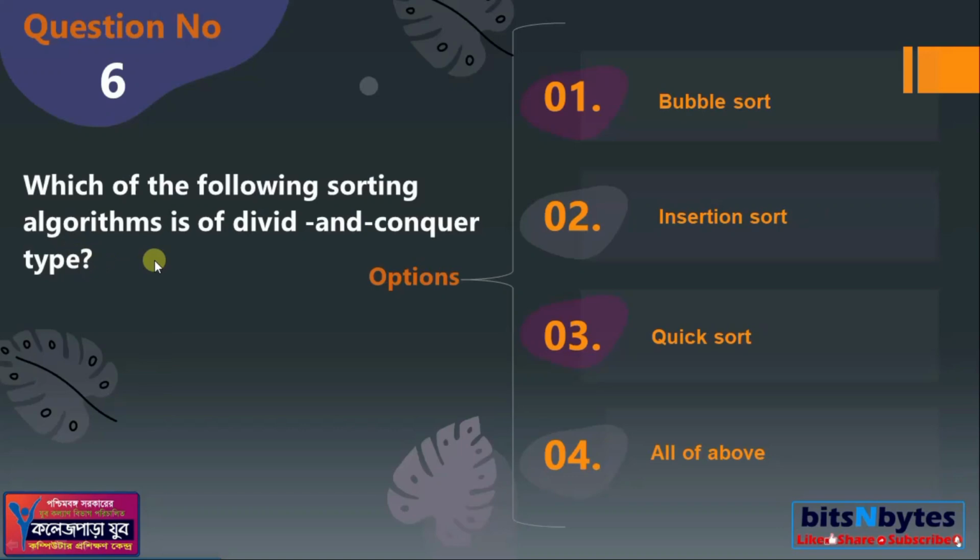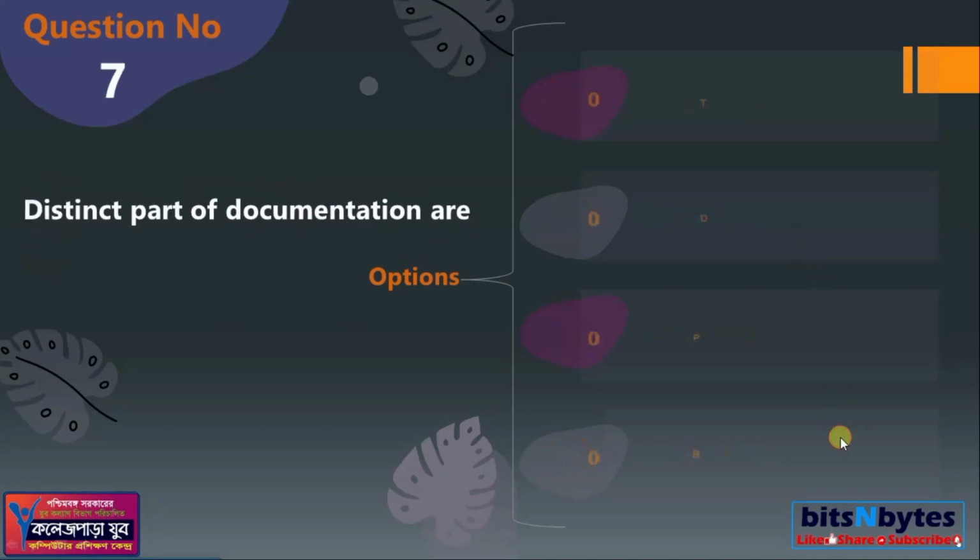Question 6. Which of the following sorting algorithms is of divide and conquer type? 1. Bubble sort. 2. Insertion sort. 3. Quick sort. 4. All of above. Answer: insertion sort.